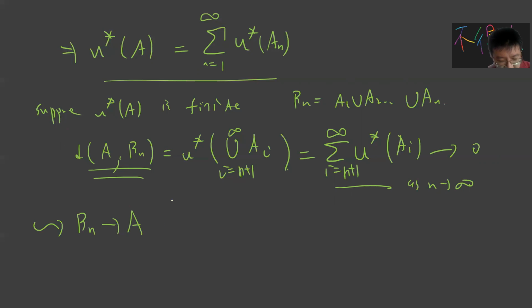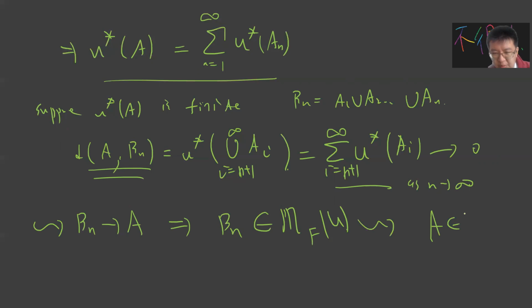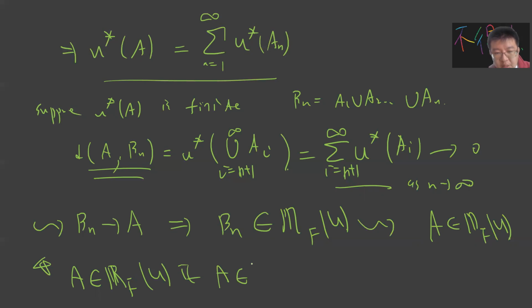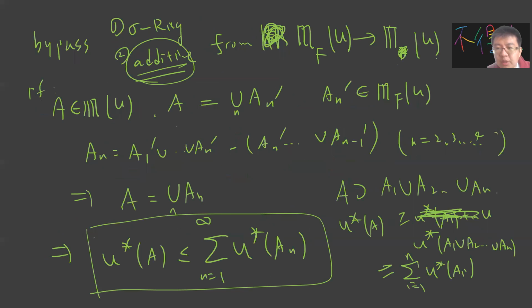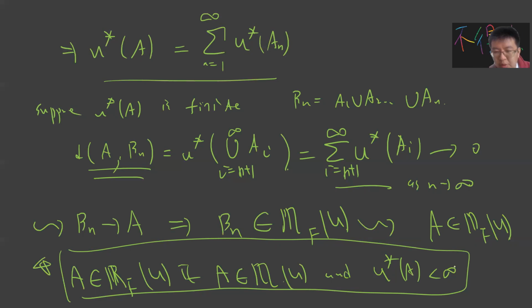So that means Bn belongs to the finitely mu measurable sets, which tells you that A belongs to the finitely mu measurable sets. So what we have shown is that A belongs to the finitely mu measurable sets if A is a mu measurable set and mu star A is less than infinity. This is what we just showed. But we have not yet finished; we need to drop this condition.